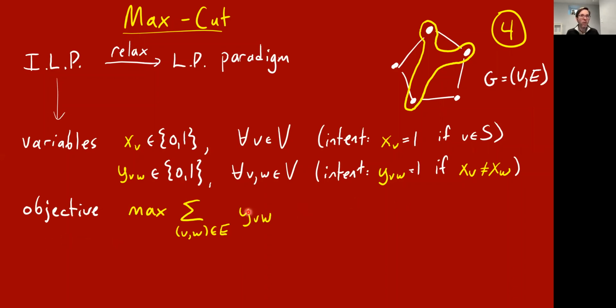What is the objective? Well, we're trying to maximize the number of cut edges. So if we could set all these variables up like so, the objective function would be to maximize the sum over all edges vw in the graph of y_vw. That would exactly just count the number of edges cut by the set indicated by S. And that's a perfectly linear function. It's just the sum of some of the variables.